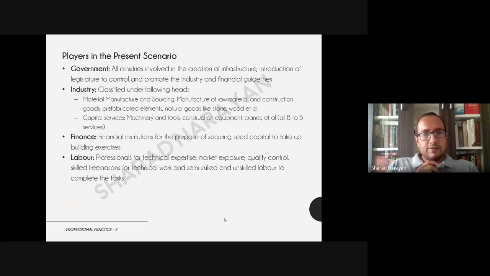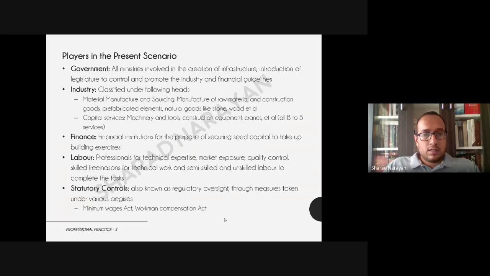Then we have labor, where we look at professionals for technical expertise, market exposure, quality control, skilled freemasons for technical work, and semi skilled and unskilled labor to complete the tasks. Then we have statutory control, which is also known as regulatory oversight, through measures taken under various aegis, specifically the Minimum Wages Act, the Workmen Compensation Act, the National Building Code, local bylaws, so on and so forth. These can be considered as our methods in which we ensure that there are no human rights violations, no labor violations, no violations in terms of building construction, and no violations in terms of quality control.